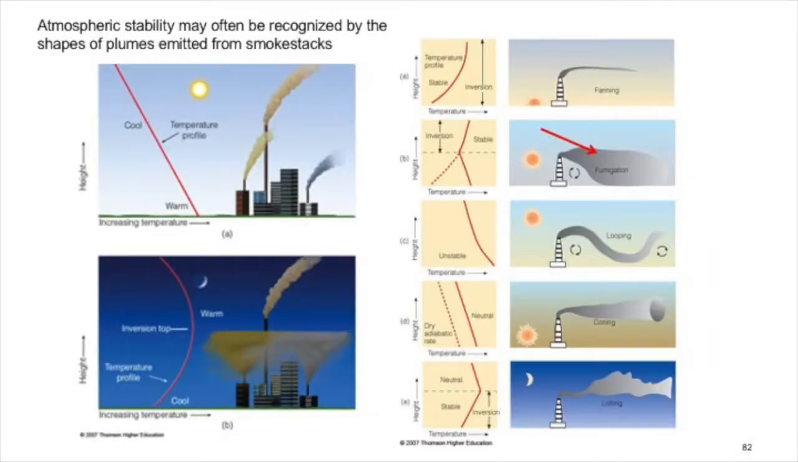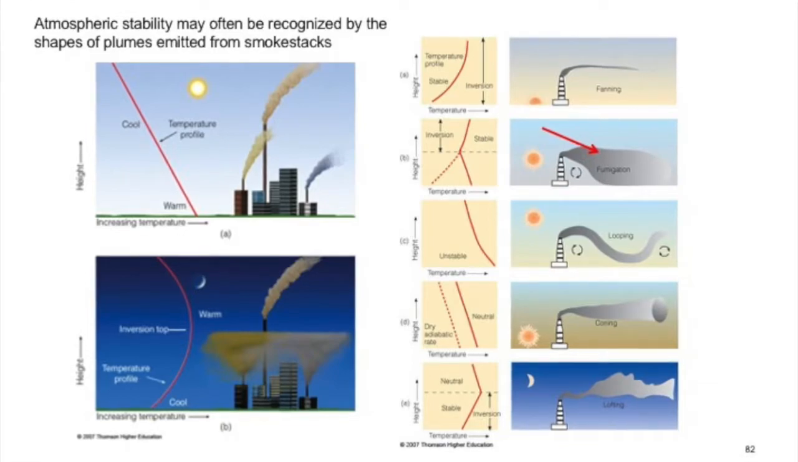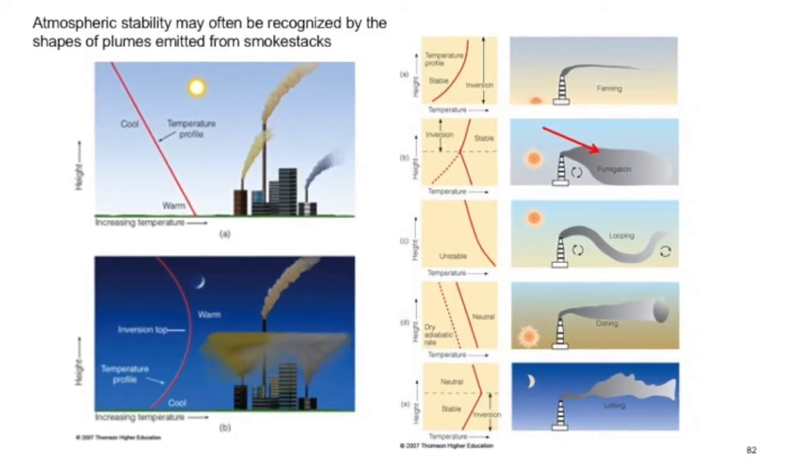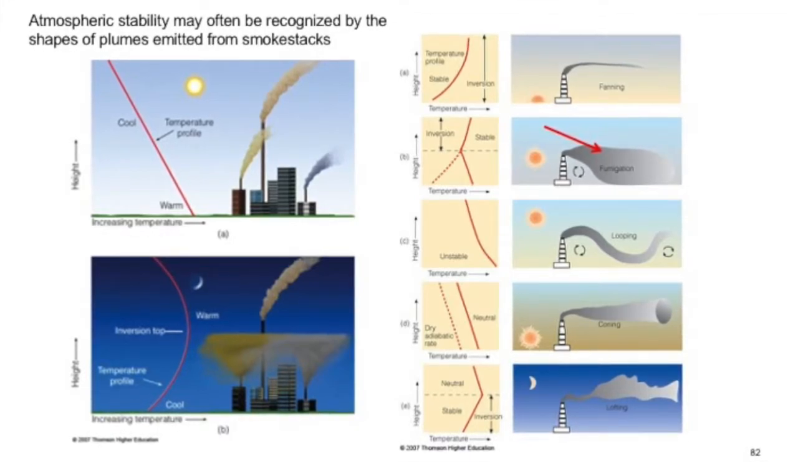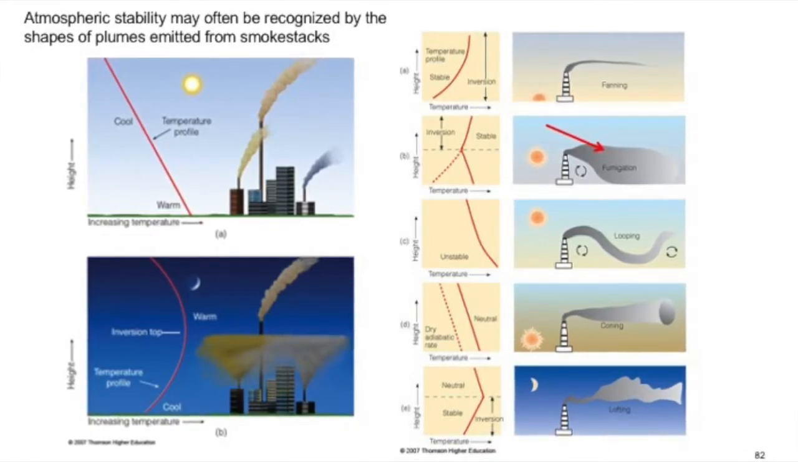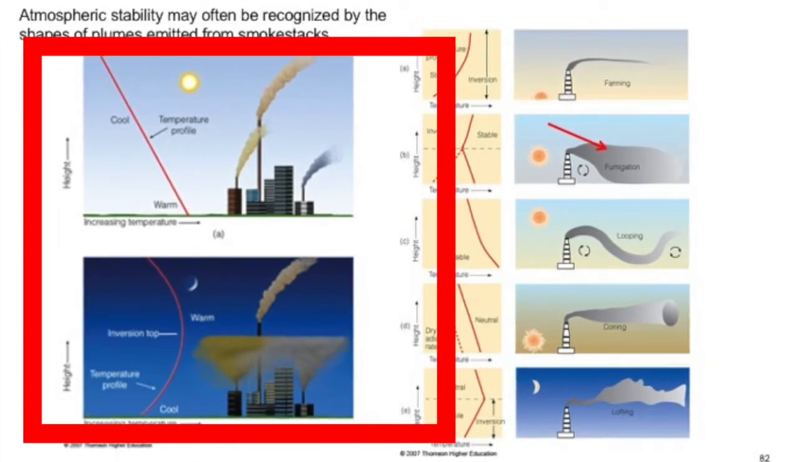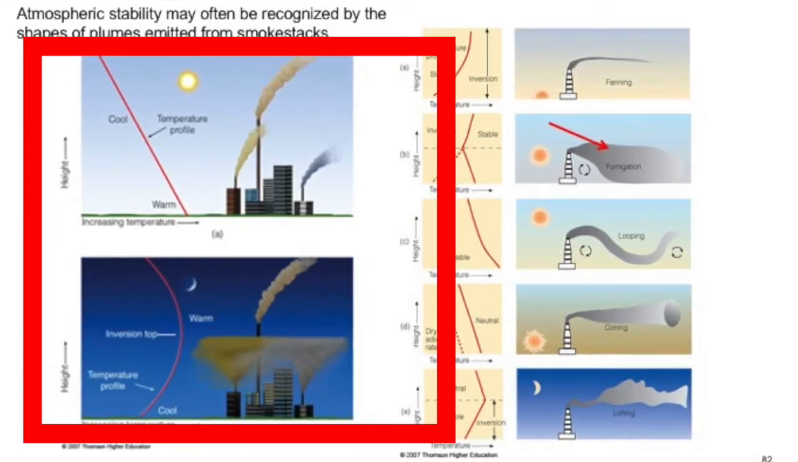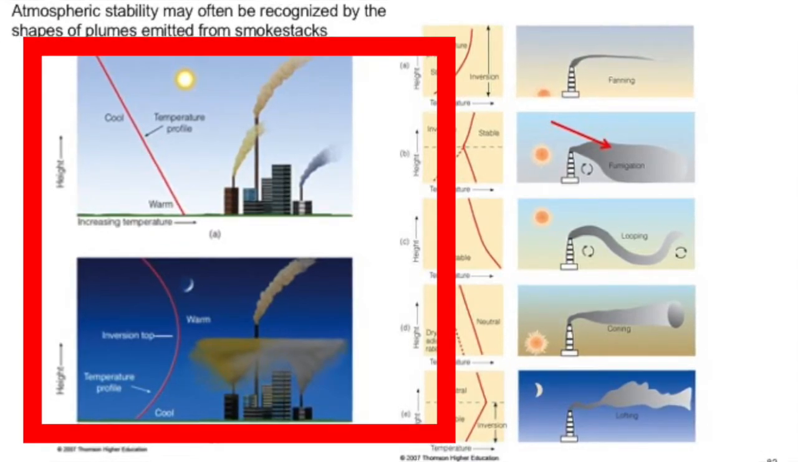The atmospheric stability can be recognized by the shapes of the plumes emitted from smokestacks. So here we have a figure with different scenarios and therefore different pollutant dispersion scenarios. Let's first discuss the figure on the left side. During the afternoon, when the atmosphere is most unstable, pollutants rise, mix, and disperse downwind. This is the case of the upper figure.